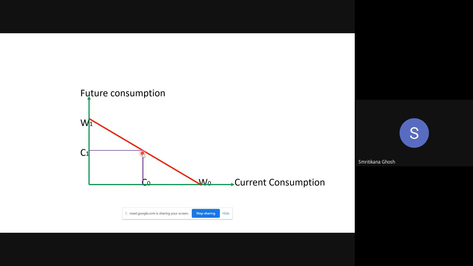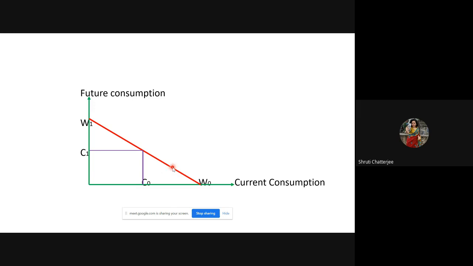Now look just at the midpoint. Just take the midpoint of your red budget line. That point corresponds to income being equal to consumption. You are not going to save, you are not going to borrow, for today as well as for tomorrow. But if you are moving here or there, say you are here. Can you see my cursor now?